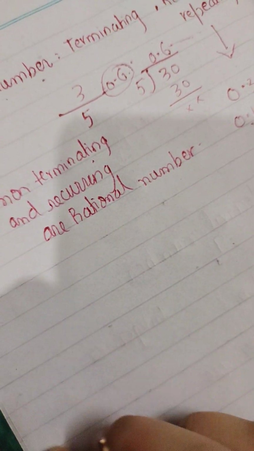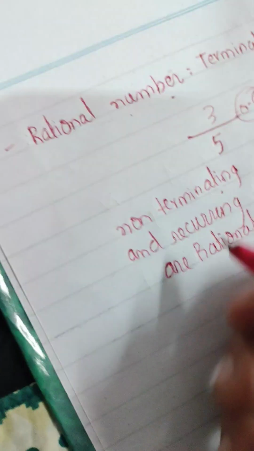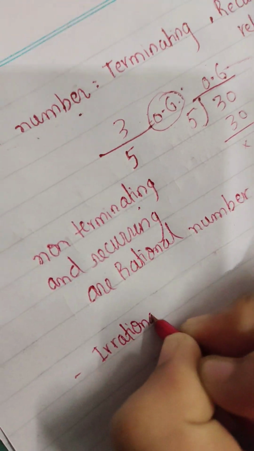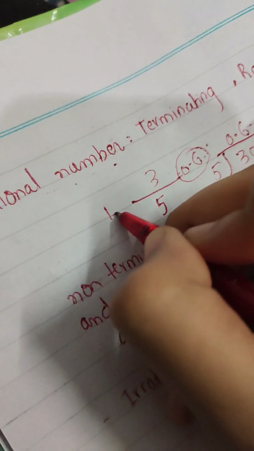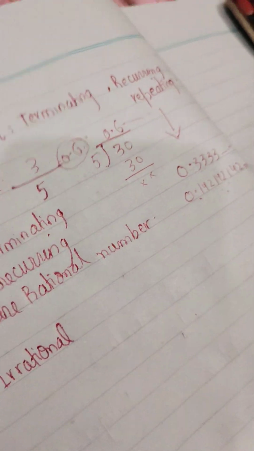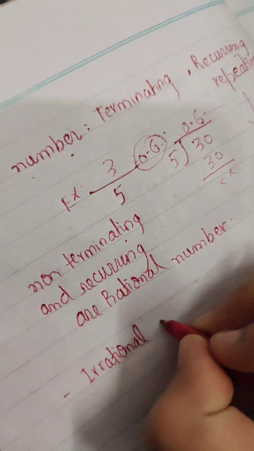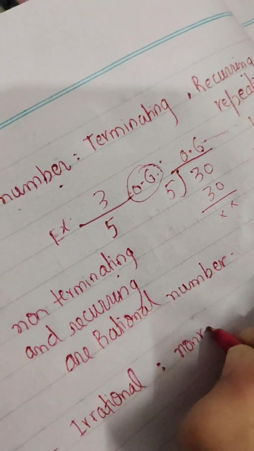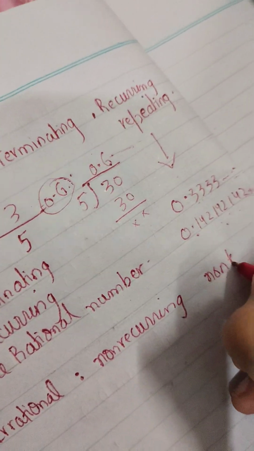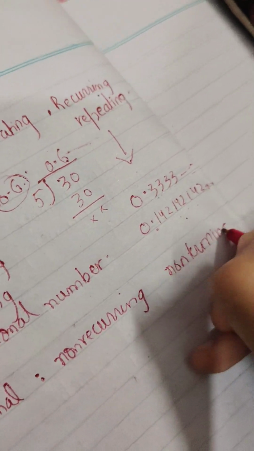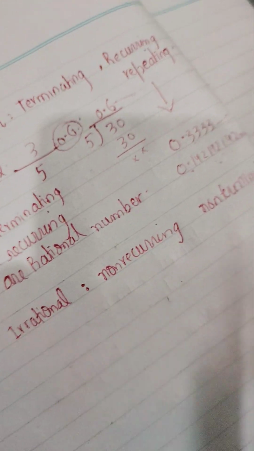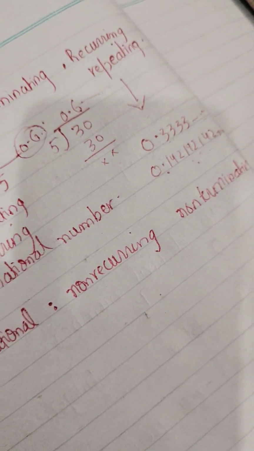Now we have another category, that is irrational numbers. We have looked at examples as well, so here we're not going to see an example. I just want to give you the statement. Irrational numbers are non-recurring and non-terminating. Non-recurring and non-terminating numbers are known as irrational numbers. I hope that is clear.